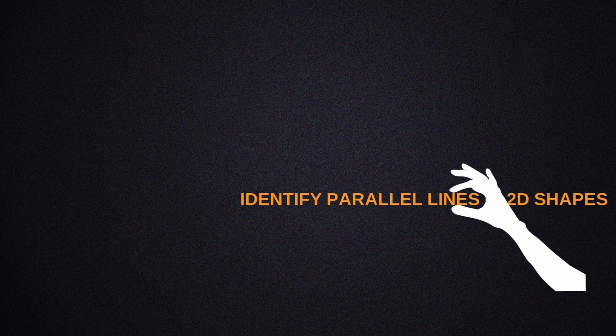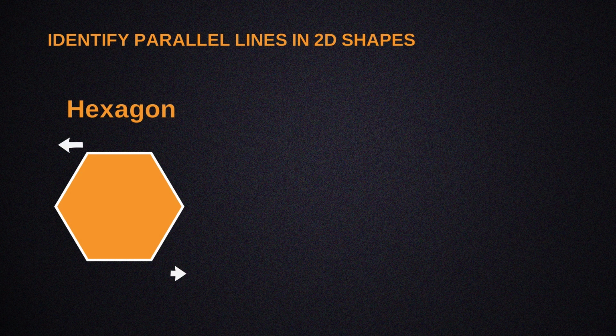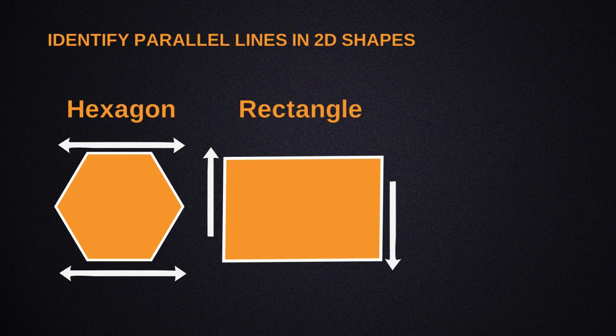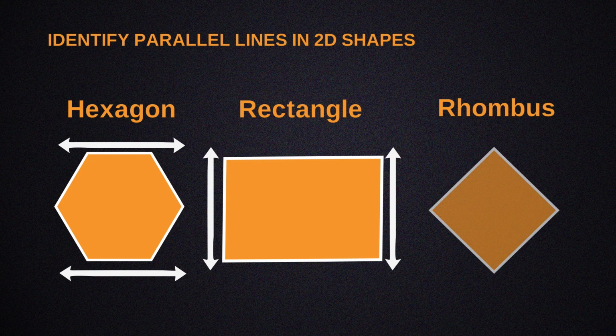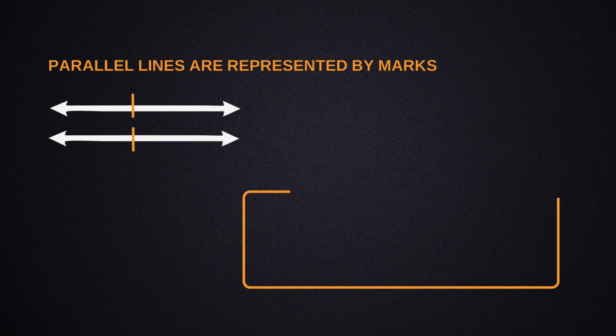Let's look at some shapes that contain parallel lines. A hexagon contains parallel lines in both ways. A rectangle also contains parallel lines, and so does a rhombus. We can also use marks to represent parallel lines. For example, the lines here indicate that these lines are parallel.